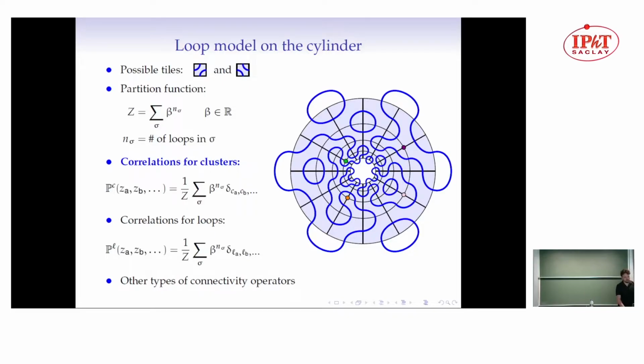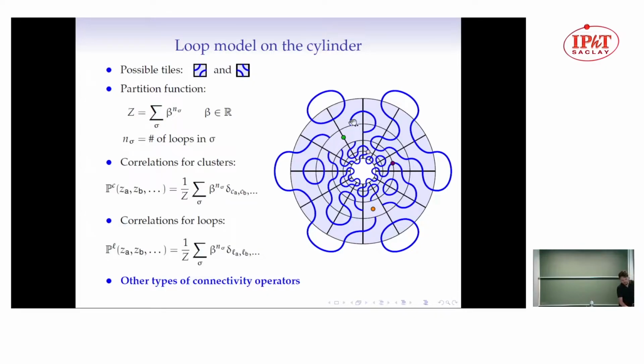We could also define correlation for loops. So what does this mean? Instead, I move my small disks and put them now not on the vertices but on the edges of this graph, and then I ask the question: are they all on the same loop? Okay, so this is again written in the same way. Now the delta function, this L_A = L_B, means that it's 1 if they're all part of the same loop and 0 otherwise.